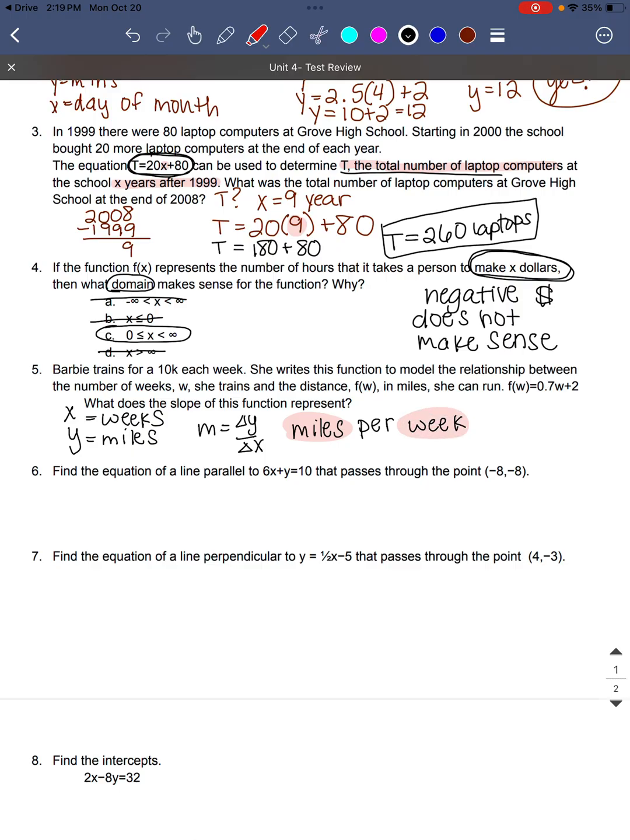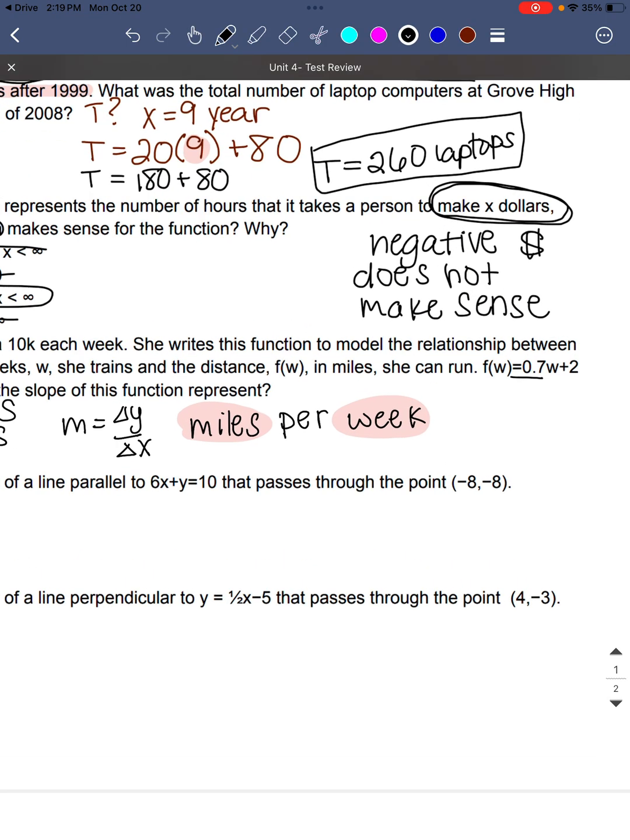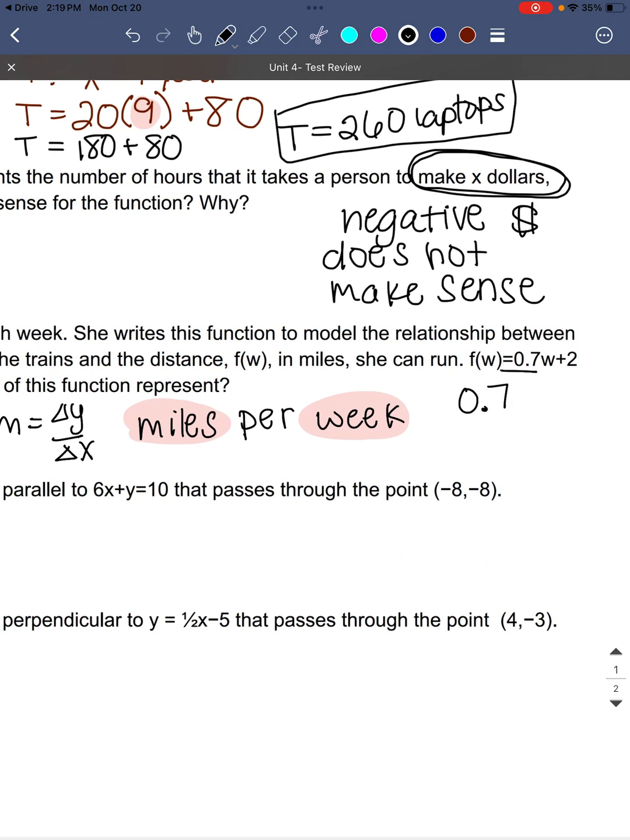And in this case, the slope is 0.7. So we can get more specific and make our final answer 0.7 miles per week.